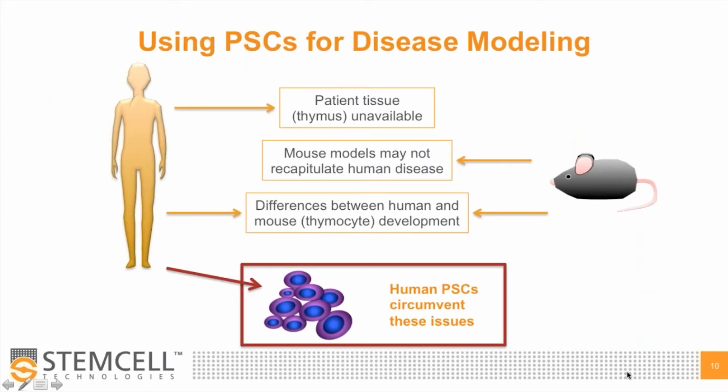This brings me to the first paper, which deals with PSCs and their use for disease modeling. So why would you need to use PSCs? Often, for example in primary immunodeficiencies, the patient tissue is just not available. Mouse models do exist, but they often do not recapitulate the human disease the way it would be in the human. There are also developmental differences between mouse and human T cells throughout T cell development, such as the DN stages having different markers, and, as I mentioned briefly before, a different immature single positive stage. Using human PSCs circumvents all of these issues.